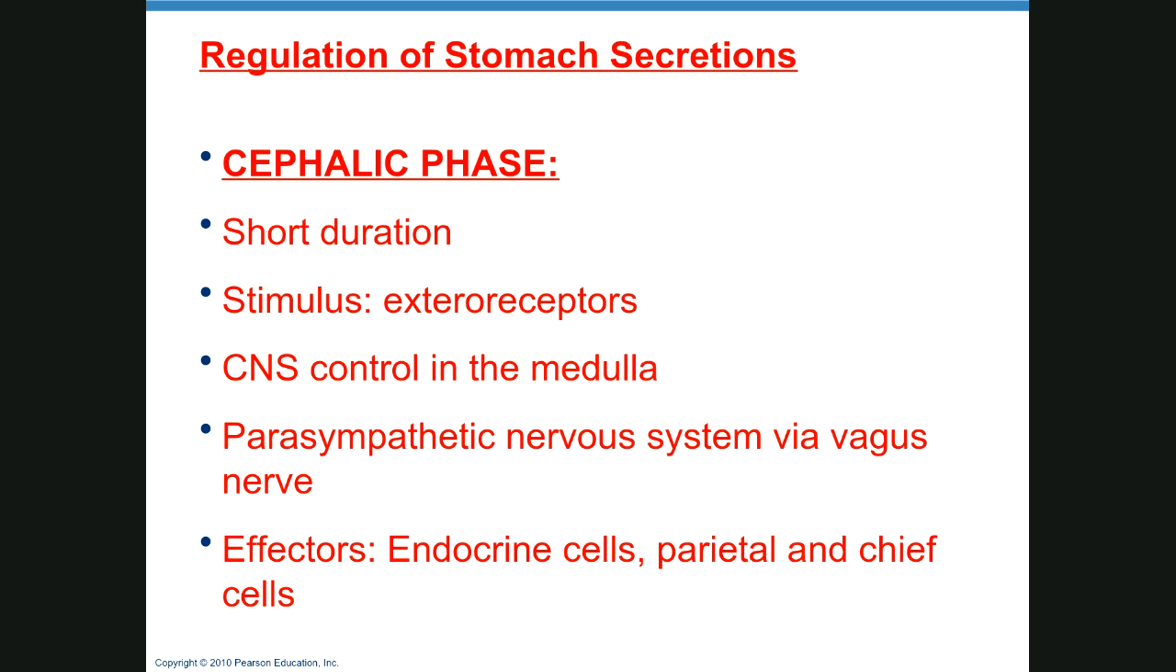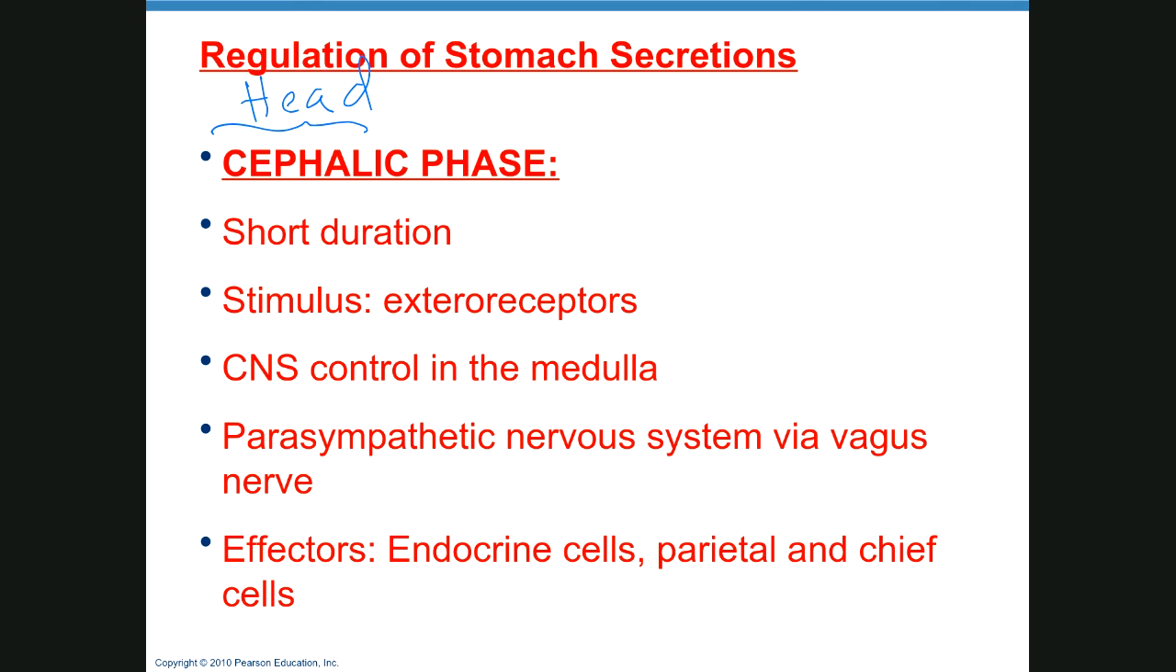So the functions of the stomach can be divided into phases. And the initial phase is called the cephalic phase. And cephalic means head. And the reason why this is called the cephalic phase is because it begins in the head. It begins when we start to look at food, smell food, taste food, think about food.